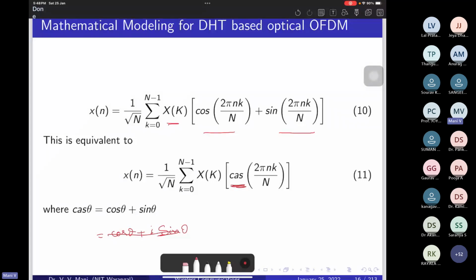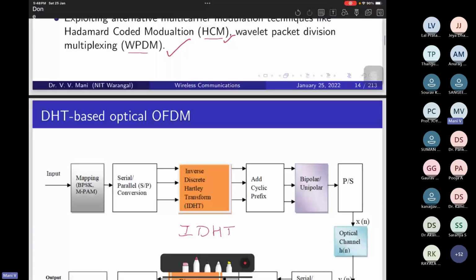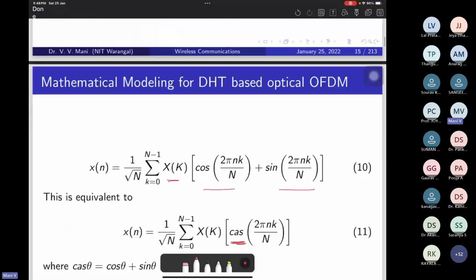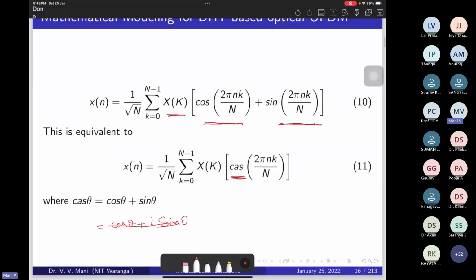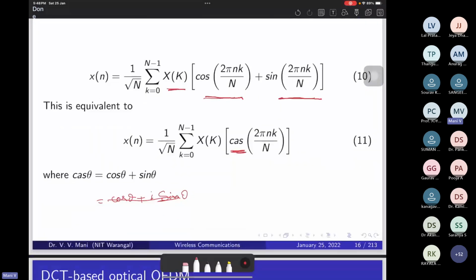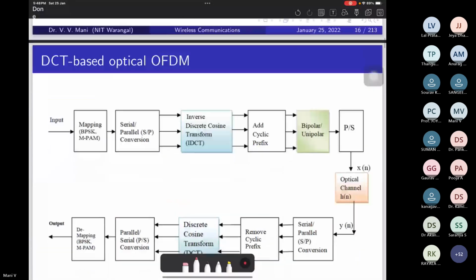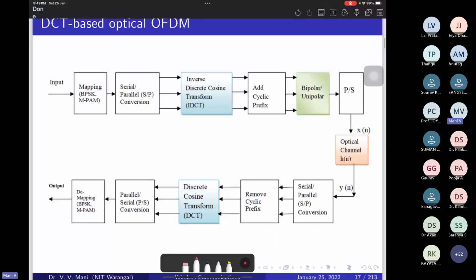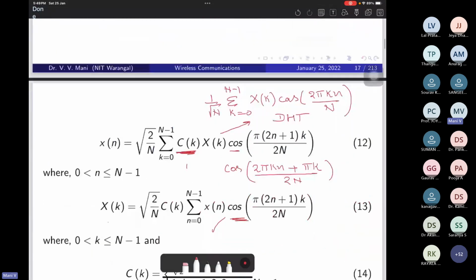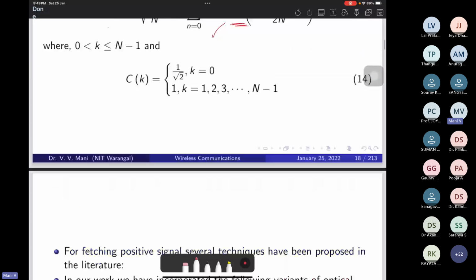If you are using the inverse discrete Hartley transform, IDHT, then X[k] goes through cos(2 pi n k / N) plus sin(2 pi n k / N). This is equivalent to cas, and we write it as cas, which means cos theta plus sin theta format. After this inverse discrete transform, we bring it back with the forward transform. If you apply all the mathematical operations here, finally the signal becomes a real signal.